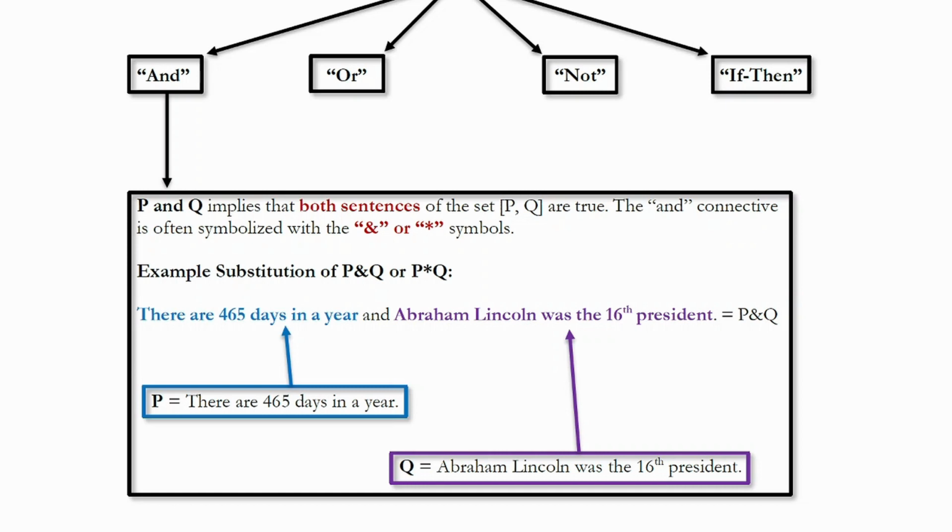So when you use the word and, you're not just saying that one of those is true, and you're not just saying that the other is true, you're saying that both are true. And if both are not true, then the sentence as a whole, the statement as a whole, is false.